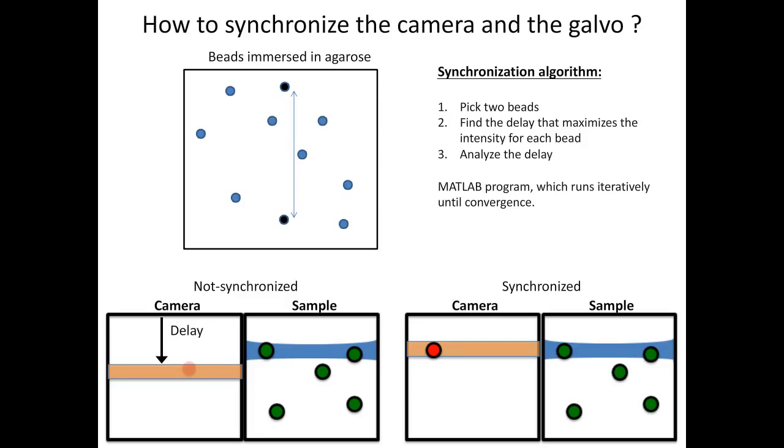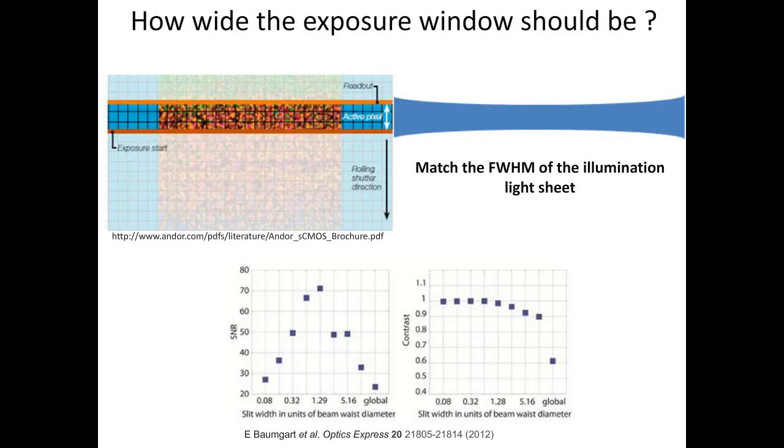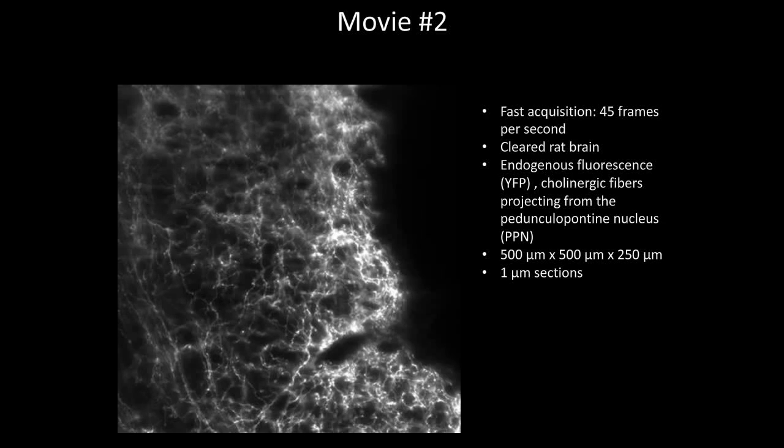If we look at the not synchronized case, you will see that the light sheet is in one place and the exposure window is in a totally different place, so you're going to get a very low signal. But if the delay is optimal, this is your sample, and your camera is going to record that signal. So you change the delay in order to optimize the signal, and you do that for the two beads. If the delay is equal, it means that the galvo and the exposure window are synchronized. If not, according to the delay value, you can change it in order to get synchronization. So you change the speed between them. So that's that.